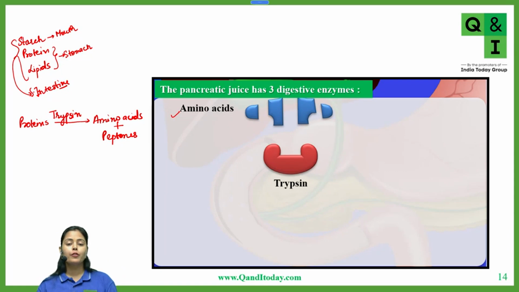If you recall when we studied digestion by pepsin, pepsin was able to convert proteins into peptones only. However, trypsin is a bit more powerful: it digests proteins into amino acids and peptones. That means the final digestive product of proteins which we had targeted, amino acids, has now come into the picture.